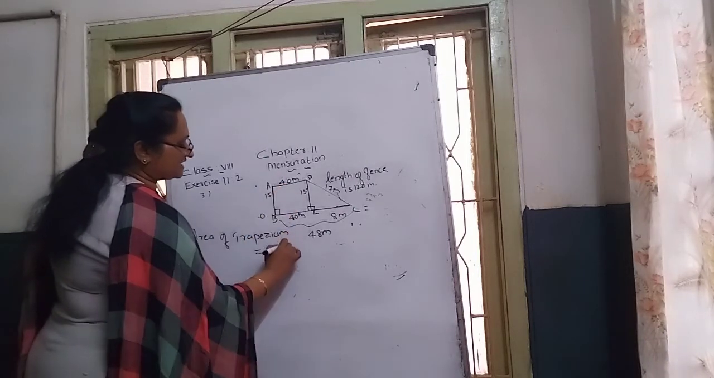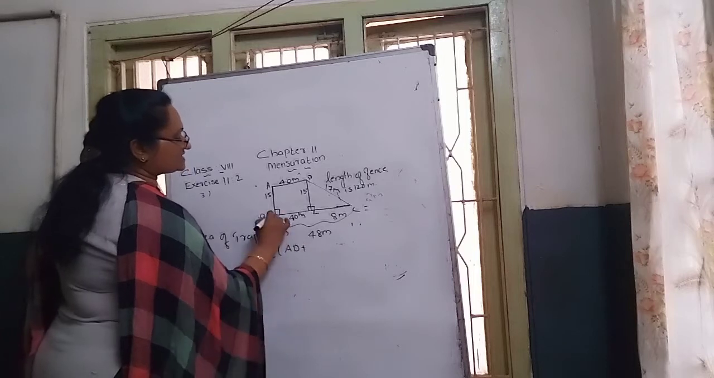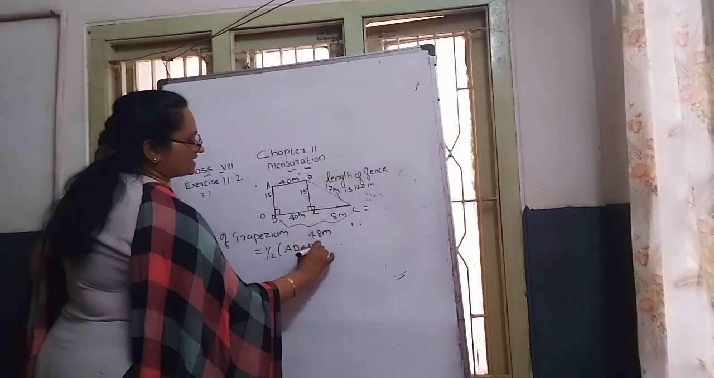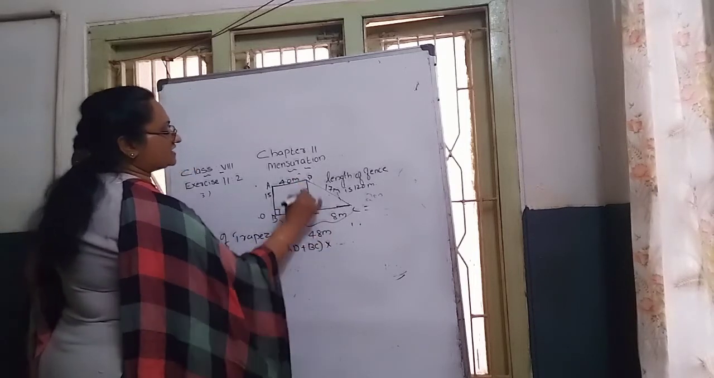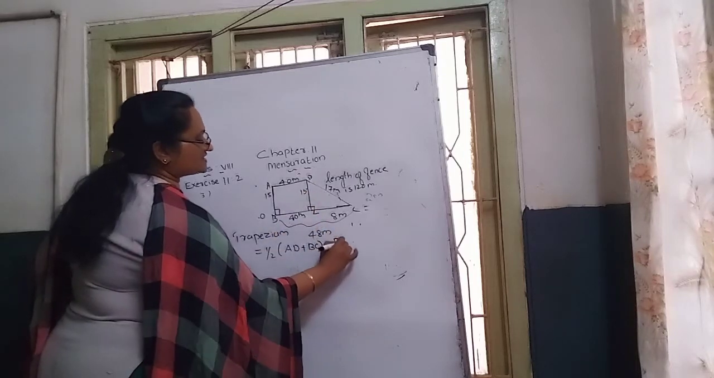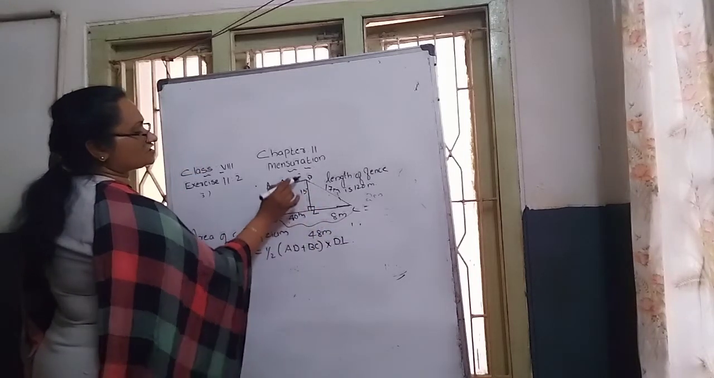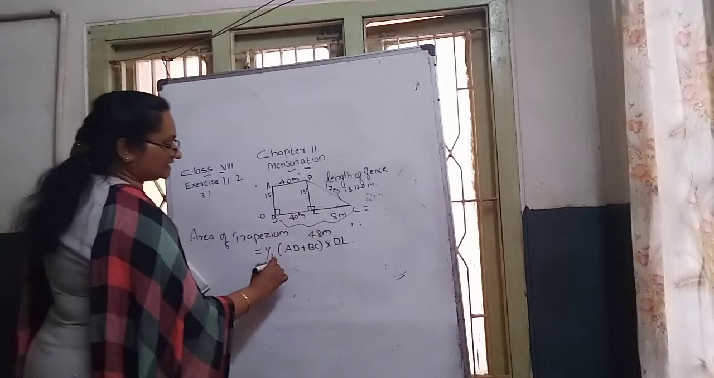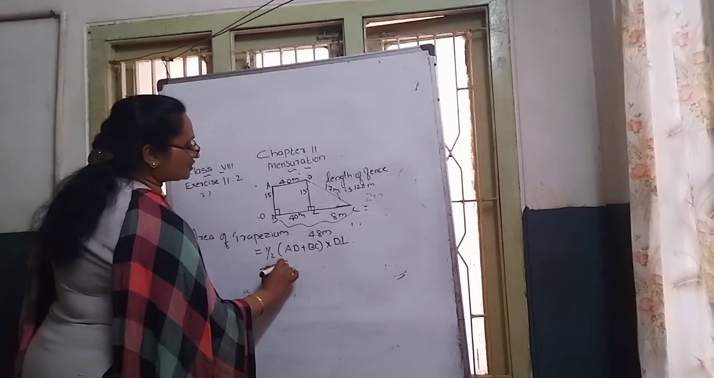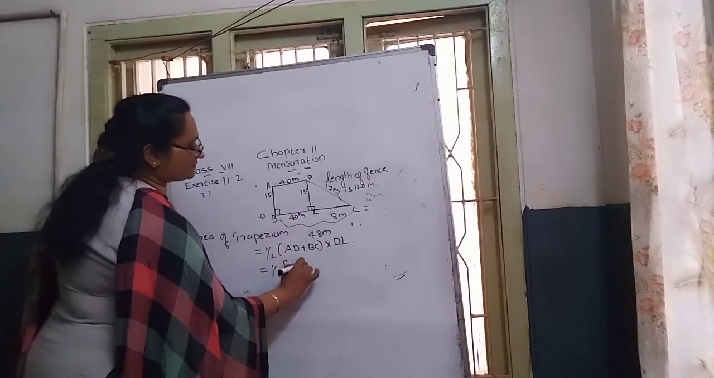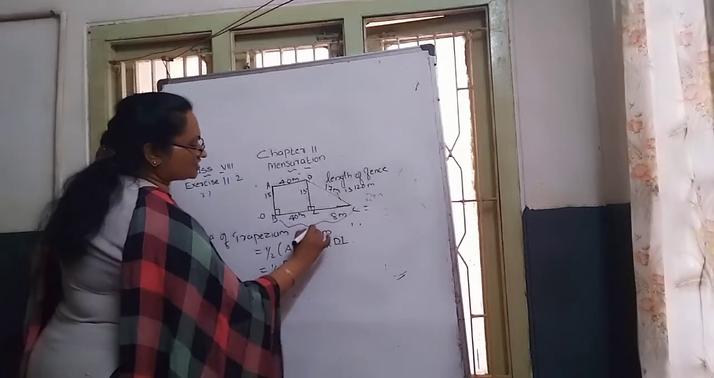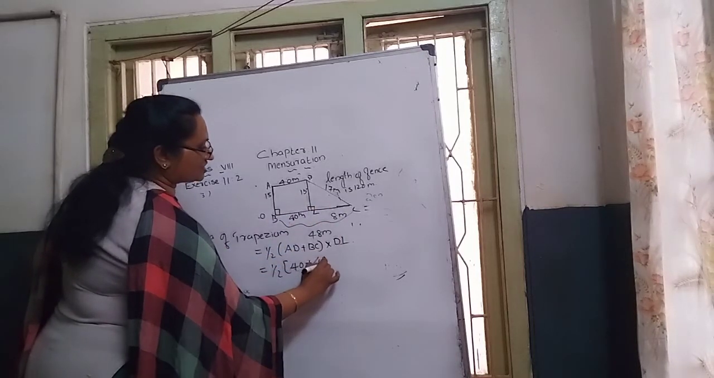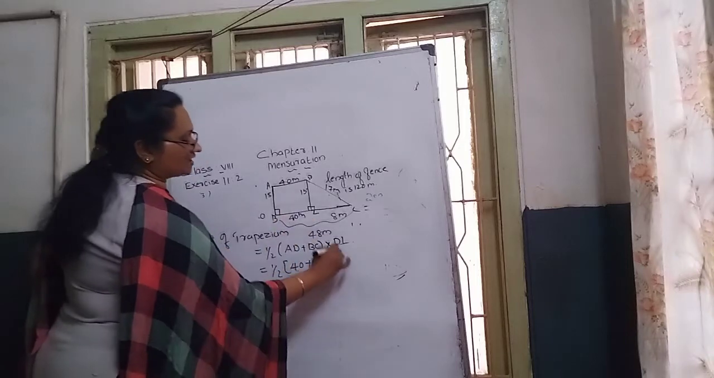Which are the two sides? AD side plus BC side are the parallel sides, multiplied with the distance. Which is the distance? DL is the distance between these two parallel sides. Values: half into AD value, how much? 40. BC value, how much in total? 48. Into DL, now we got how much?